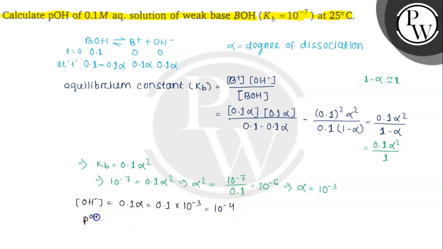So pOH will be minus log of OH minus, which is equal to minus log of 10 to the power minus 4. So it will equal 4. So now pOH is 4. So according to the question you have to find out the pOH. So we got our answer, that is 4. The pOH of 0.1 molarity aqueous solution of weak base BOH is 4.